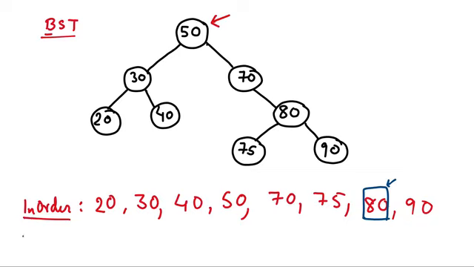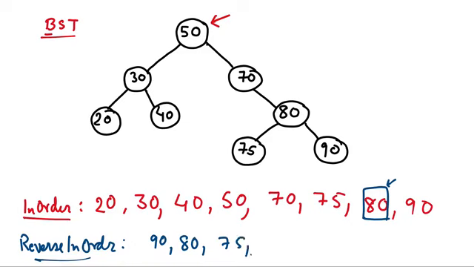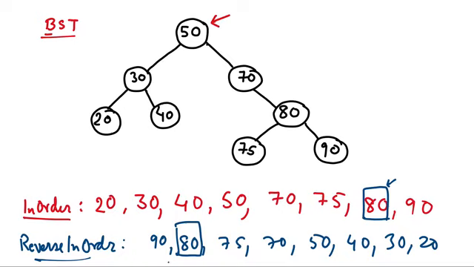So another way is that we can reverse the in order. So traverse the tree in reverse in order way. So here first traverse all the elements of right subtree, then the current node, and then all the elements of left subtree. So in that case it will print 90, 80, 75, 70, 50, 40, 30 and 20. So in reverse in order, it will be at the second position. So we can stop here only. So we will not need to traverse the entire tree.